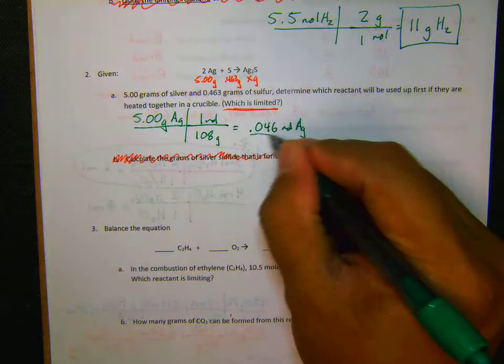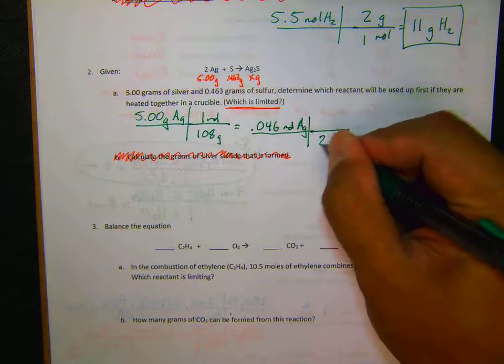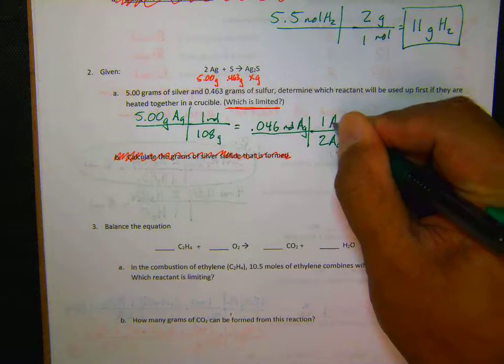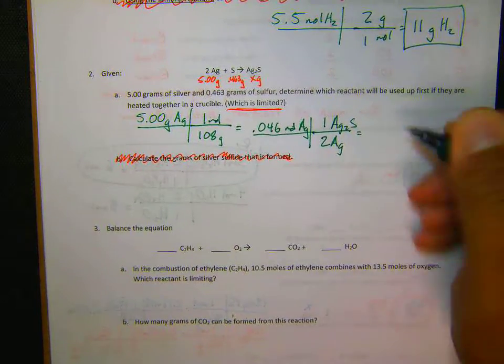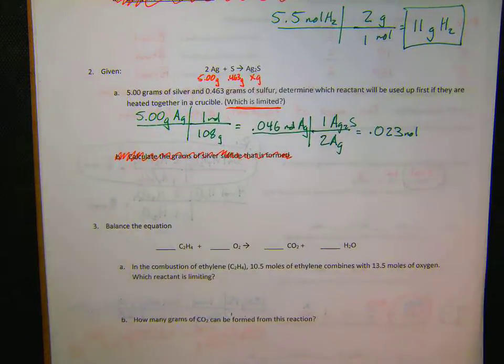And then I'm going to do the ratio. And the ratio is a 2-to-1. So 2 Ag on bottom, 1 Ag2S on top. So that's going to be 0.023 moles. All right, so that's one of them. One of them's taken care of.